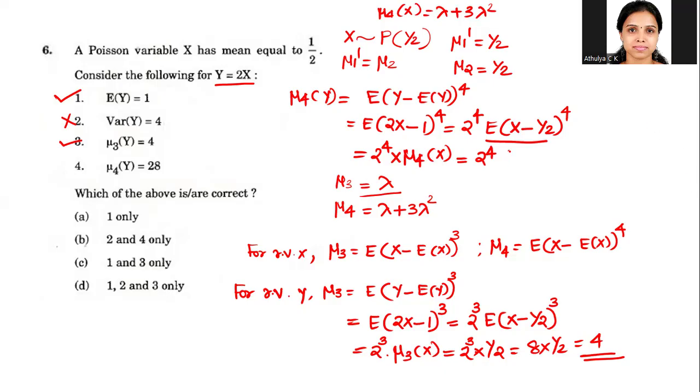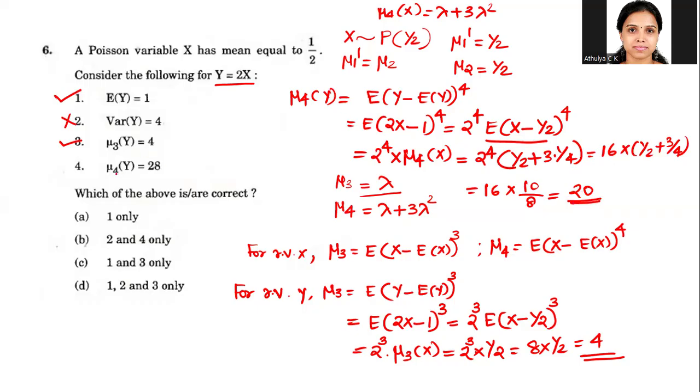So 2 to the power 4 into lambda, which is 1 by 2, plus 3 into 1 by 2 square, that is 1 by 4. So it will become 2 to the power 4, which is 16, into 1 by 2 plus 3 by 4. So it will become 16 into, you can cross multiply this one, 10 by 8. So it will become 20. So mu4 of y we get as 20.